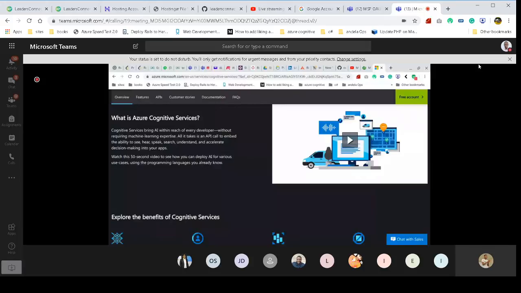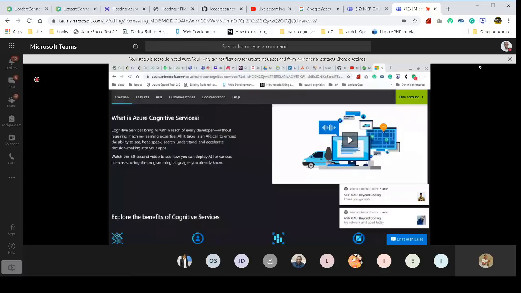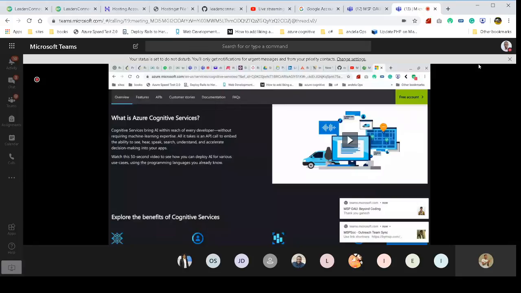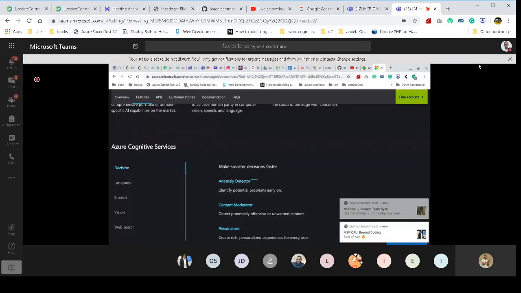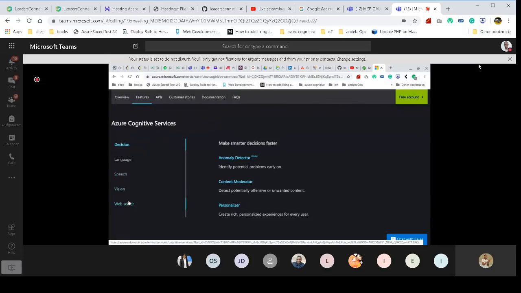Let's check it out. Let's play with it. Right now, Azure Cognitive Services offer five major services, which are decision, language, speech, vision, and search. Under decision, we have things like anomaly detector: if you detect something that is wrong, do this or let us know or flag it to us.